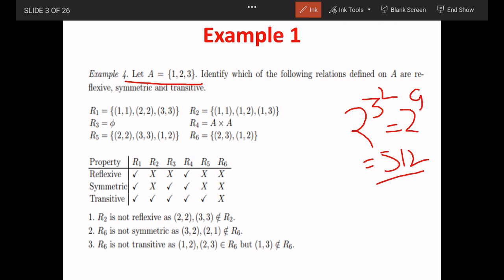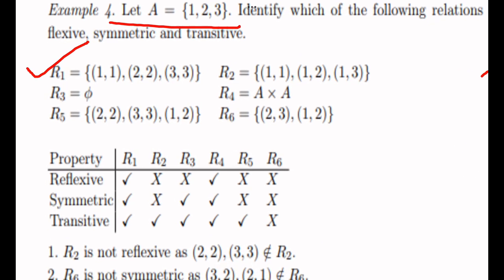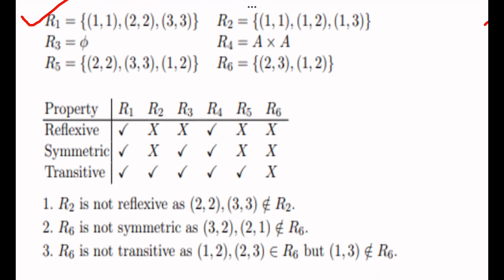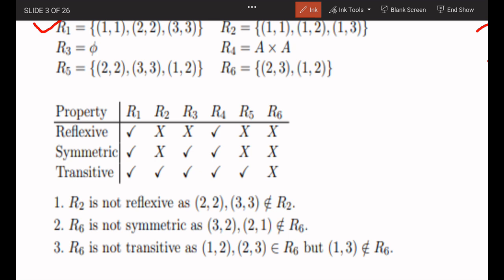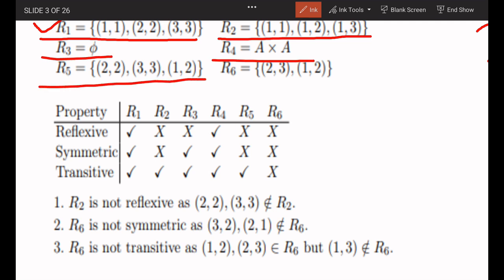Out of 512 relations, I am choosing just some and asking whether these are reflexive or not. This is my first question. R1 is equal to {(1,1), (2,2), (3,3)}, R2 is equal to {(1,1), (1,2), (1,3)}, R3 is equal to ∅, R4 is equal to A cross A, R5 is equal to {(2,2), (3,3), (1,2)}, and R6 is equal to {(2,3), (1,2)}.